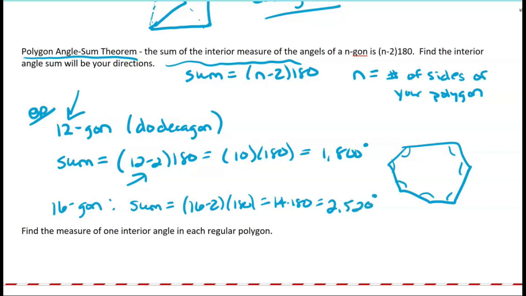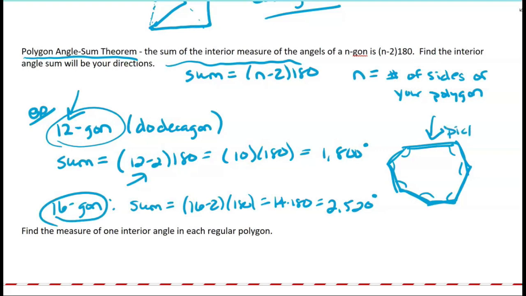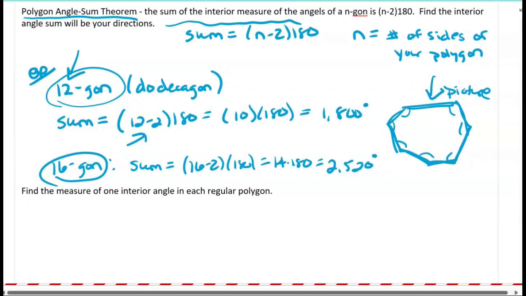So the sum would equal 16 minus 2 times 180, which would be 14 times 180, which would be 2,520 degrees. So in your homework and on tests or quizzes, you might be given examples with just a shape and you have to count up the sides so you know what your n is. Or you might be given just a numerical value here, like a 12agon or a 16agon. So you might get a picture where you have to add the sides, or you might just be given the shape name. Okay. All right, so the total measure of those interior angles is given by this formula.